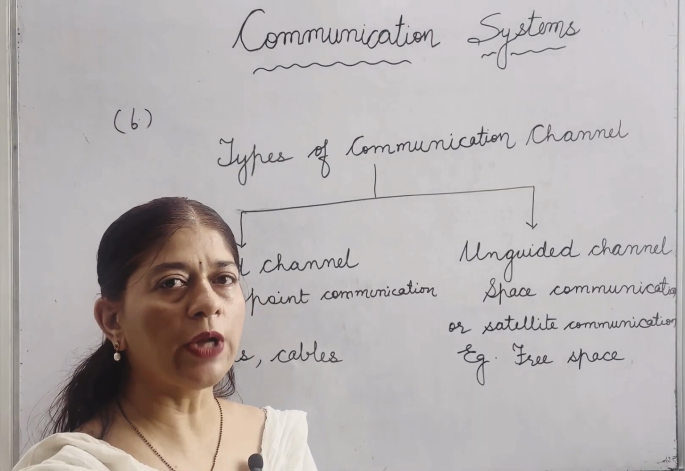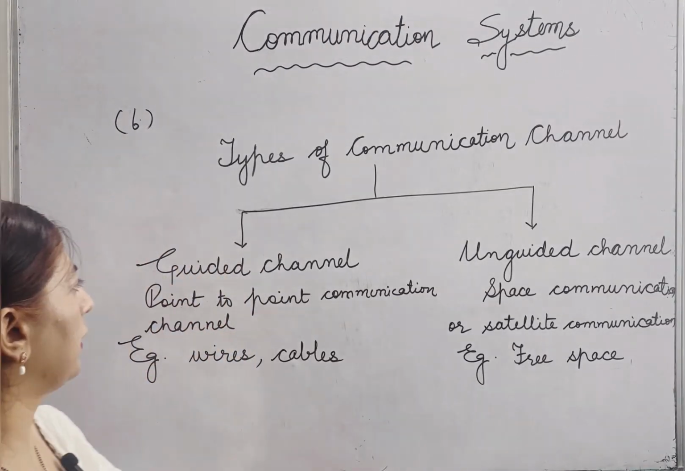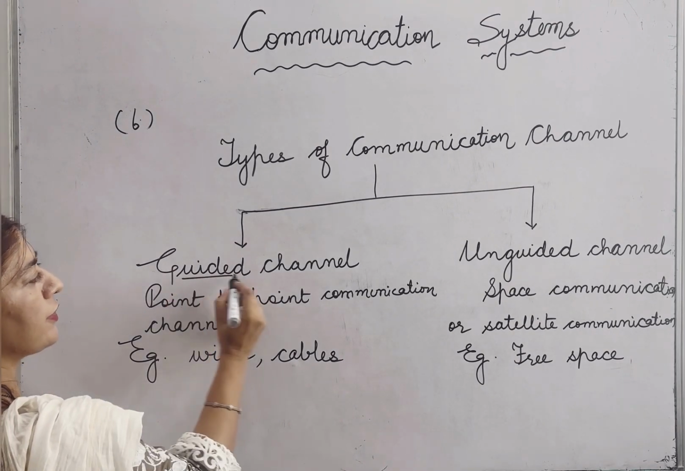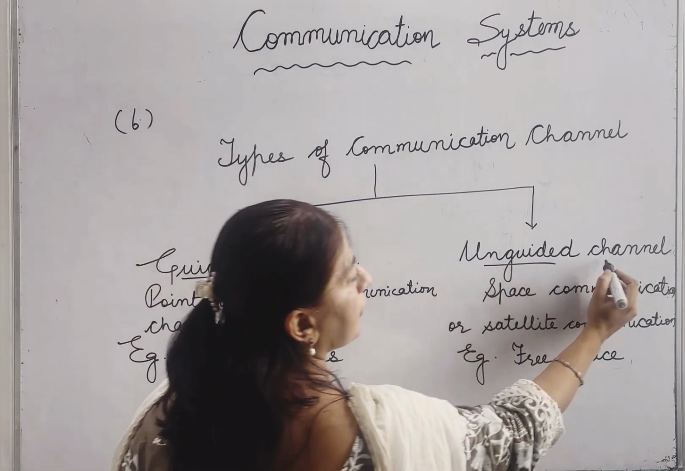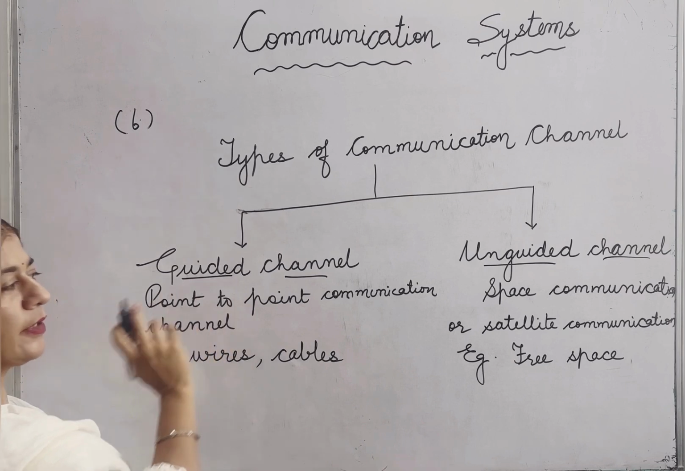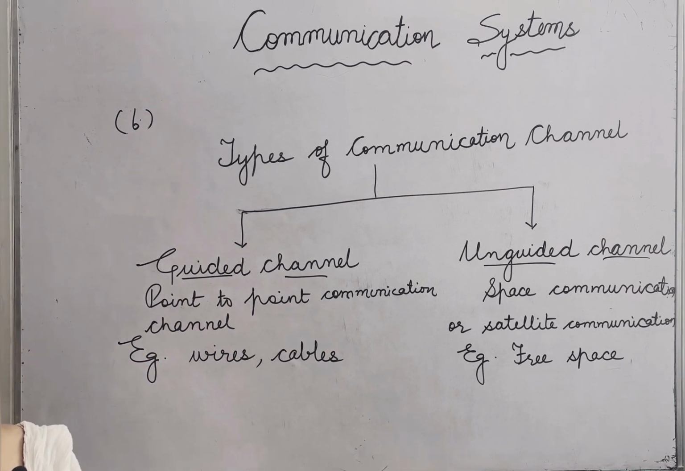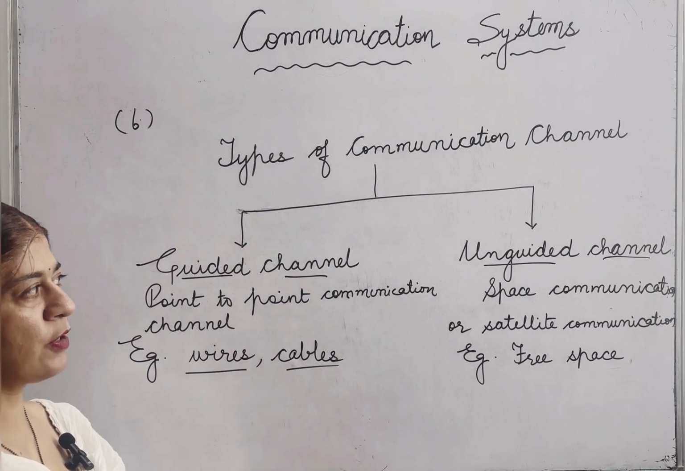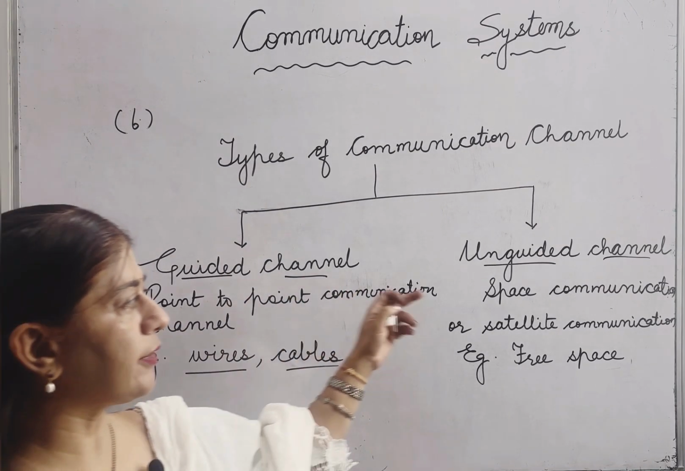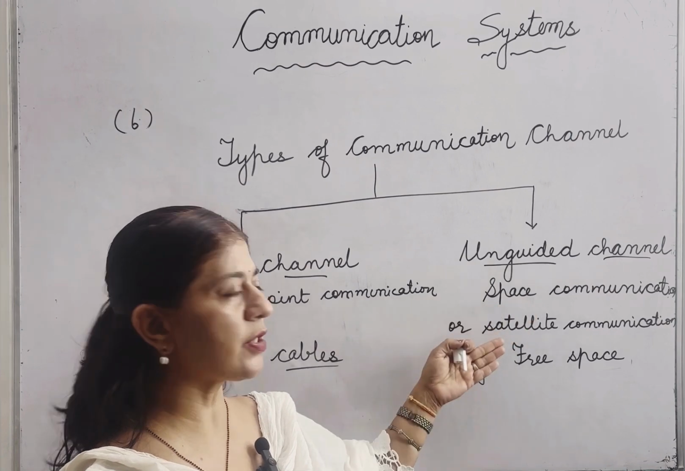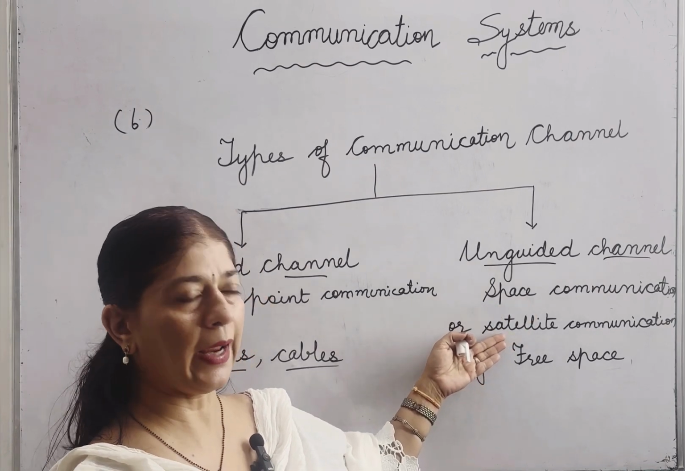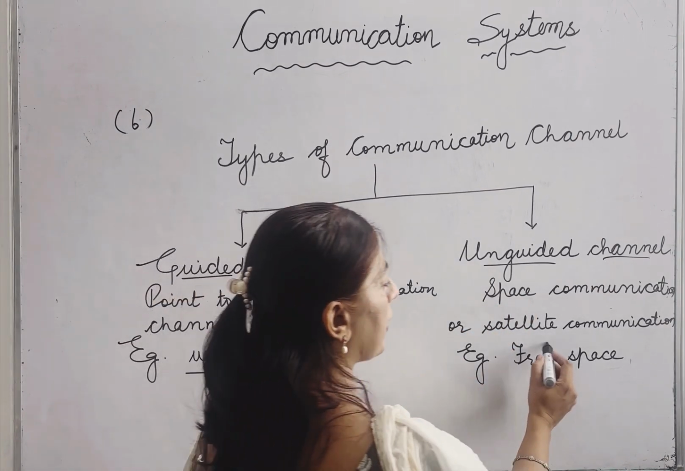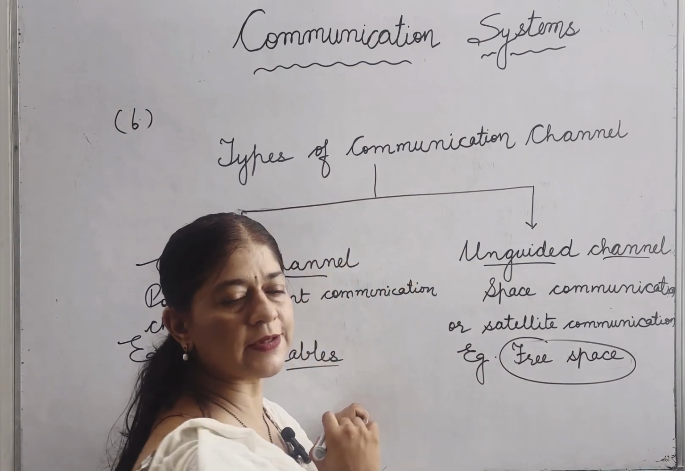There are two types of communication channel: one is the guided channel, another is the unguided channel. In the guided channel, the communication is point to point, and the channel is made of wires or cables. On the other hand, in the unguided channel, the communication is space or satellite, and here the channel will be free space.